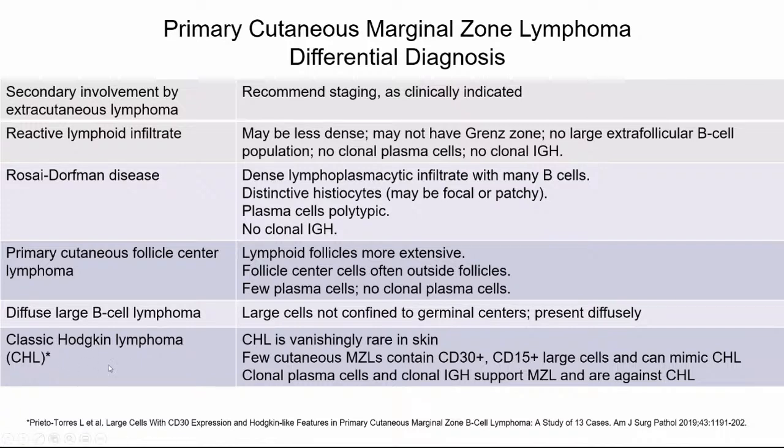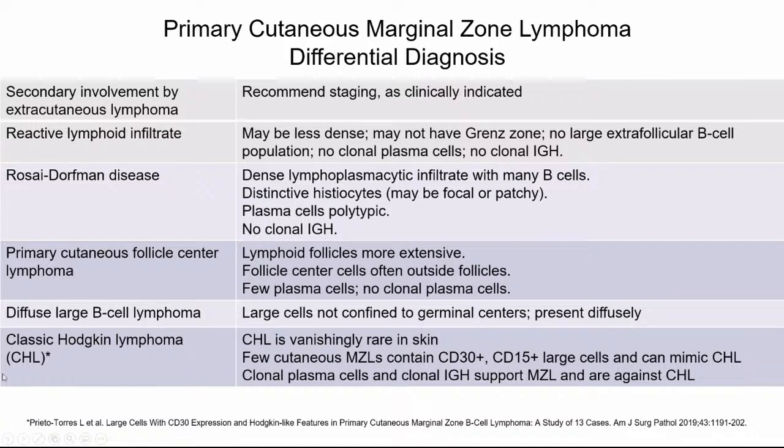And then classic Hodgkin lymphoma. So Hodgkin lymphoma is vanishingly rare in the skin. I saw a case not too long ago, but it turned out it was growing from a nodal lesion or a mediastinal mass and had grown all the way out into the skin. So really not primary in the skin. So view it with suspicion before you make such a diagnosis.